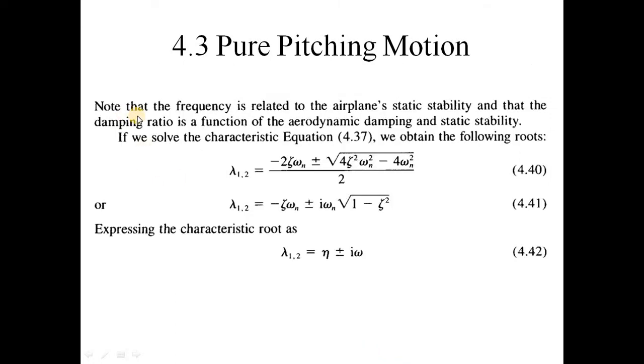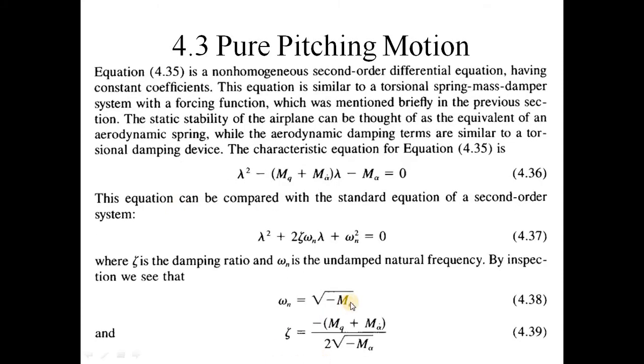Note that the frequency is related to the airplane static stability, and that the damping ratio is a function of aerodynamic damping and static stability. So let's get back. What is M alpha? It is the change of moment with respect to the angle of attack.